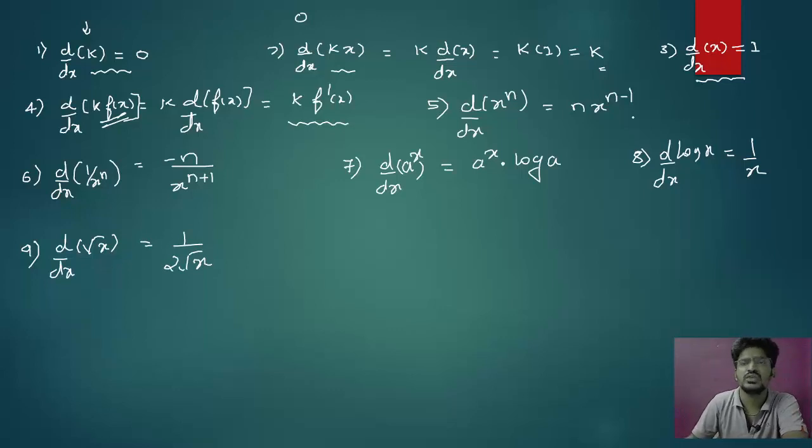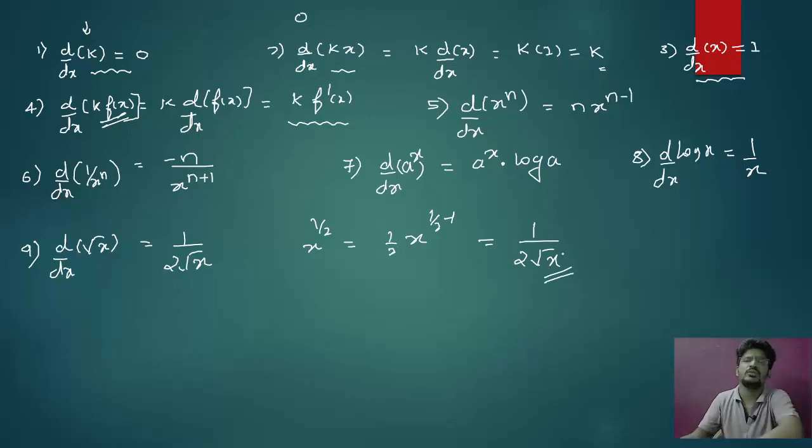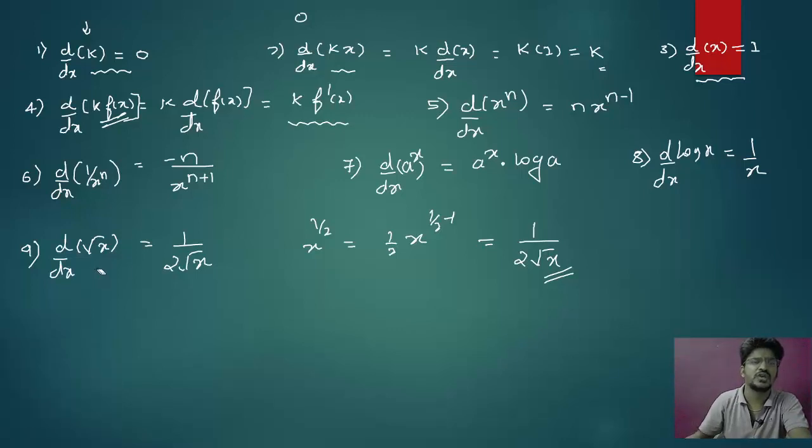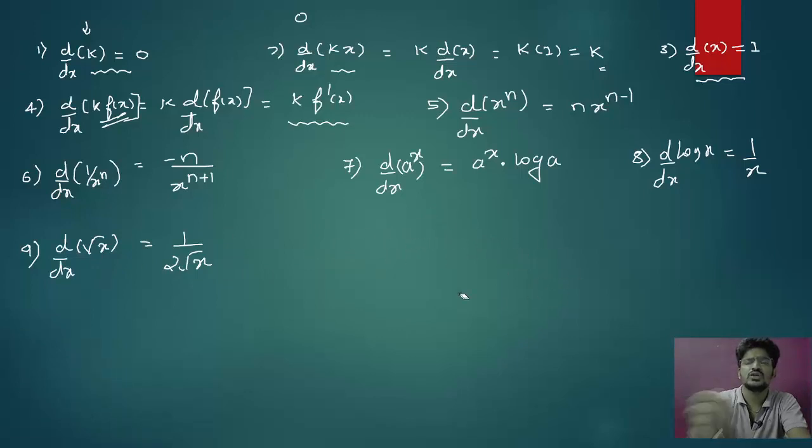Either you can use the formula of x raised to n, no problem. Here you can write root x as x to the power of 1 by 2, and you can use this formula 1 by 2 into x to the power of 1 by 2 minus 1. So that will be 1 by 2 root x. Like this also you can write, no problem. But if you know it directly, you can reduce these steps. If you know directly root x differentiation is 1 by 2 root x, you can just directly use it without using these steps. You can save the time.